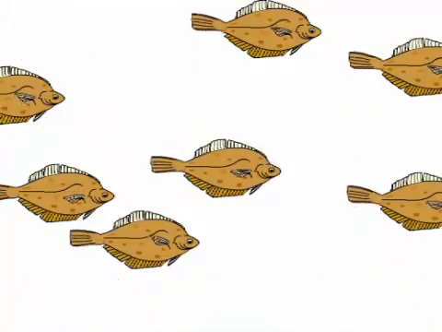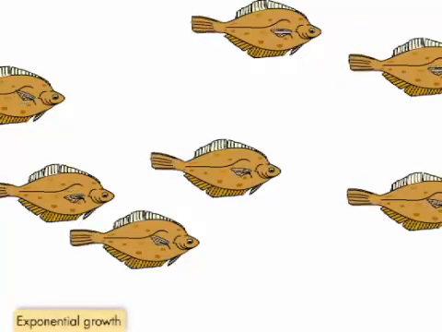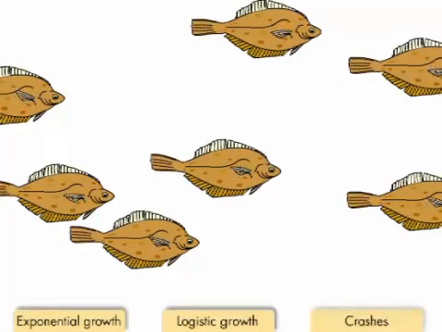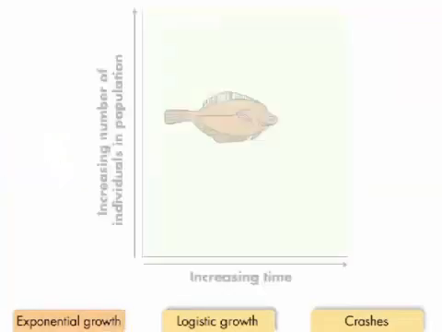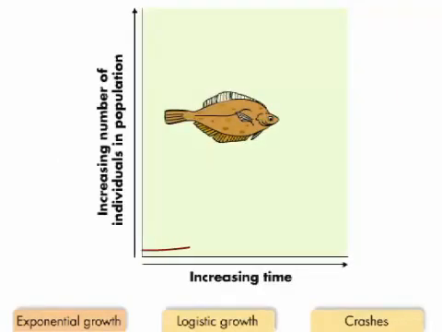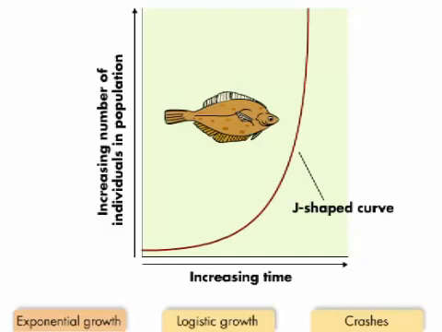Three patterns of population growth are exponential growth, logistic growth, and population crashes. If a population of organisms has unlimited nutrients, space, shelter, and water, along with an absence of predators and disease, it will expand exponentially and indefinitely. Population growth under ideal conditions forms a J-shaped curve.